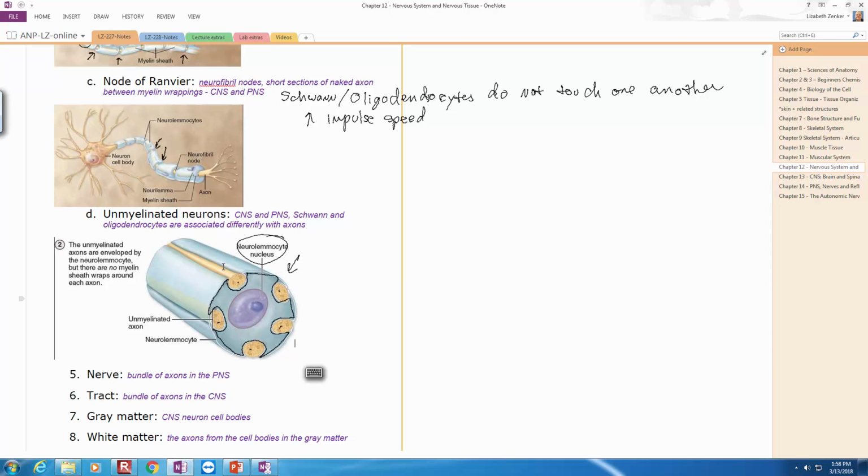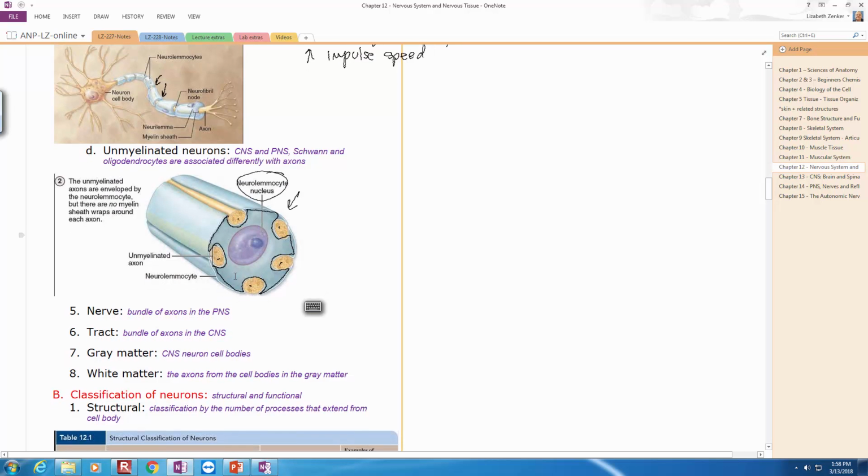All right, so let's see on this picture. These terms down here, nerve, tract, gray matter, and white matter, you're just going to have to memorize. The term nerve is a bundle of axons in the PNS, versus a tract, which is a bundle of axons in the CNS. Nerve is easy to remember because only brain and spinal cord are CNS, so if we say nerve, you automatically associate it with the PNS. Then you can remember tract.